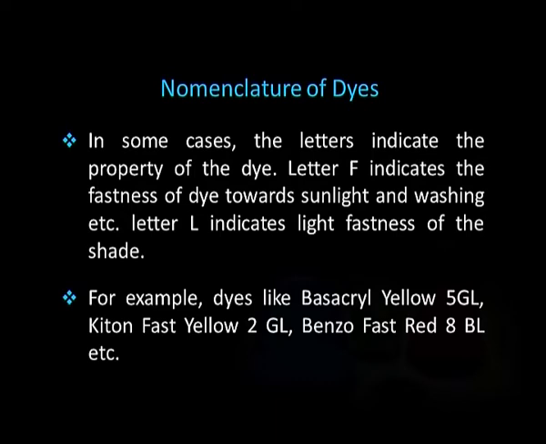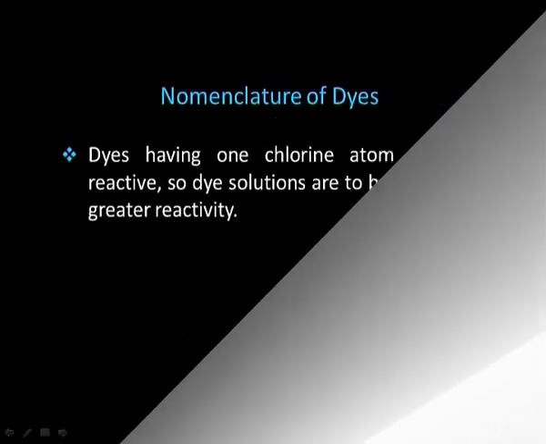For example, dyes like Basacryl Yellow 5GL, Ketone Fast Yellow 2GL, Benzo Fast Red 8BL etc. Here you can see that 5G means the color is very fast, and L stands for the light fastness of the dye.